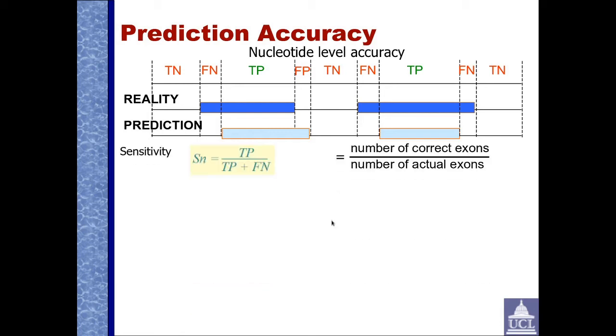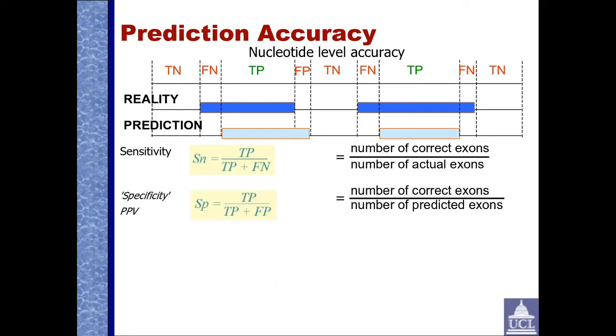Now, given those 4 different parameters, true negatives, false negatives, true positives, false positives, we can calculate various different statistics. And the first of those is the sensitivity. And this is the number of true positives over the true positives plus false negatives. In other words, the number of positions correctly predicted as being an exon divided by the number of actual exon positions.